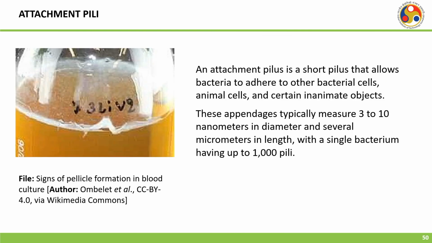Attachment pili. An attachment pilus is a short pilus that allows bacteria to adhere to other bacterial cells, animal cells, or even inanimate objects. These appendages typically measure 3 to 10 nanometers in diameter and several micrometers in length, with a single bacterium having up to 1000 pili.